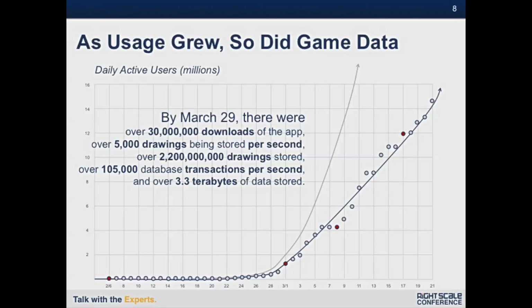So here we look specifically at how quickly they scaled up. This is looking at a month's period. They scaled up to 30 million downloads and ultimately got up to 3.3 terabytes of data in a one-month period. And this is one example of the amount of data that's coming our way.